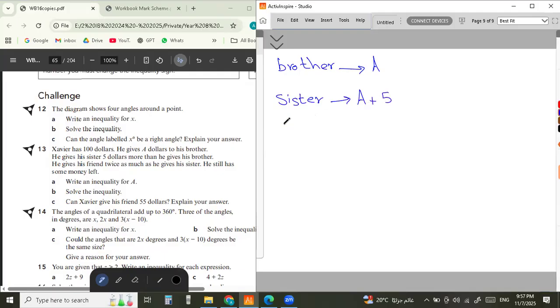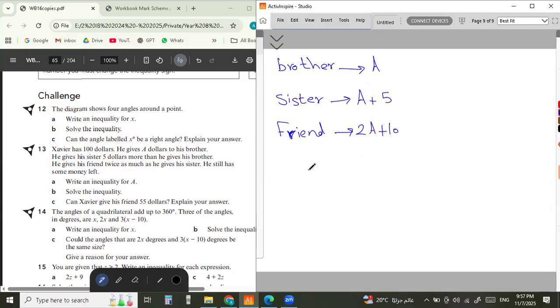Then he gives his friend twice as much as he gives his sister. So twice this means 2A plus 10, or just 2 multiplied by (A plus 5) in brackets, which will be 2A plus 10 after expanding. That's the friend.